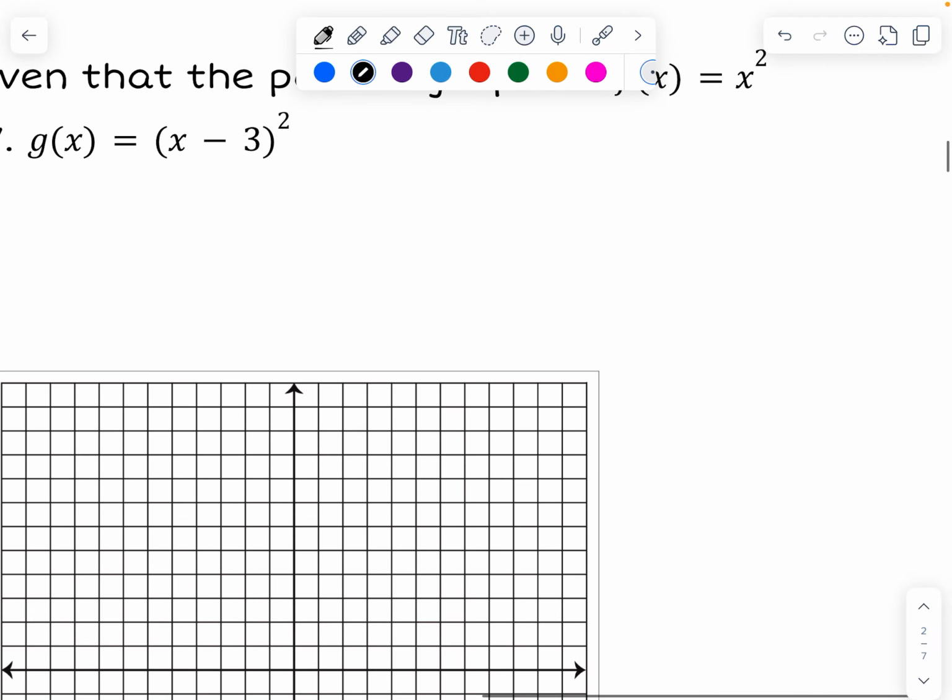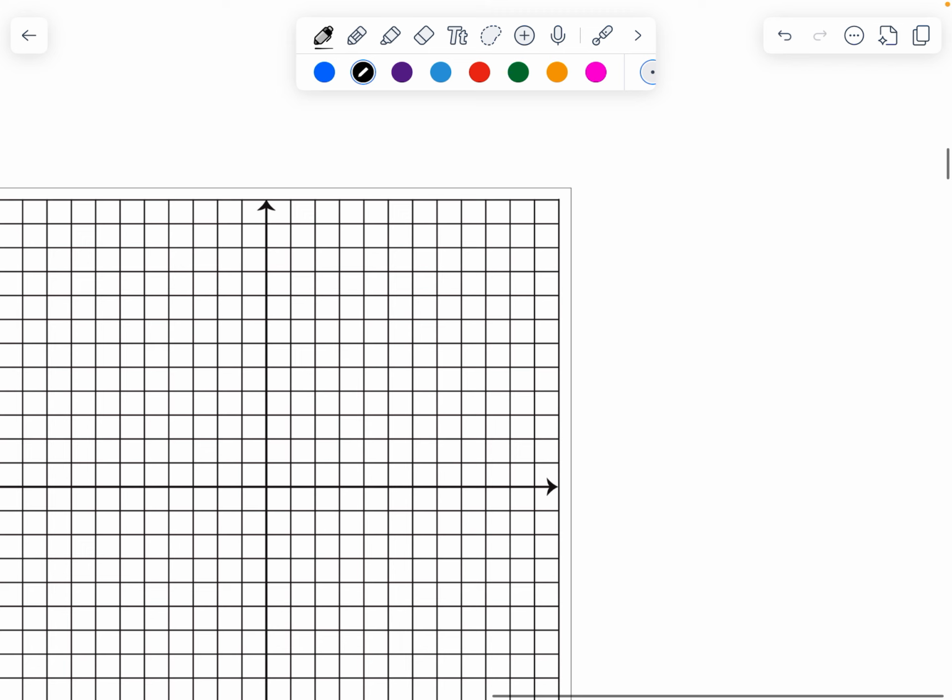And this one, all I'm doing is moving it to the right 3 times. So 1, 2, 3, and we go here and here, 2, 3, 4, 5, 6, 7, 8, 9, and there we have it.